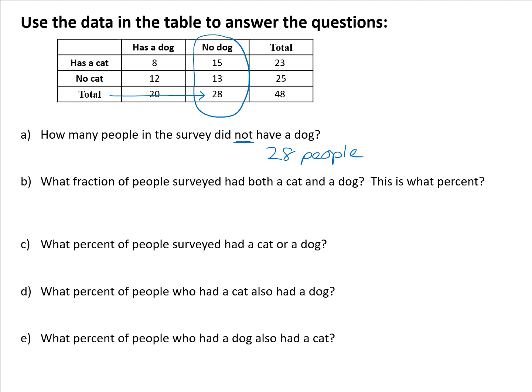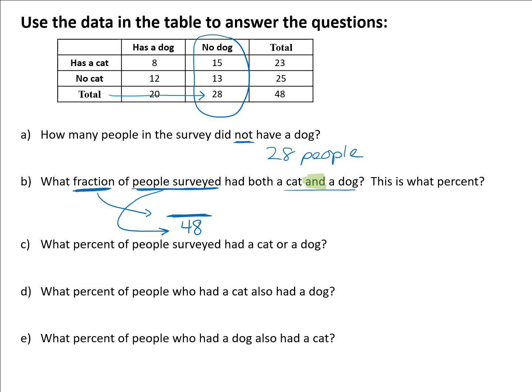The next question is, what fraction of people surveyed had both a cat and a dog? A couple of things to point out here. We have an and, so we want somebody who has both a cat and a dog, the overlap between those two. The second thing I want to point out is that this is talking about the people surveyed as a fraction. All right, so if we are working on a fraction, we've got a fraction bar, and it's the fraction of people surveyed, so that would be the denominator. The total number of people surveyed would be 48, and that would be our denominator of our fraction.